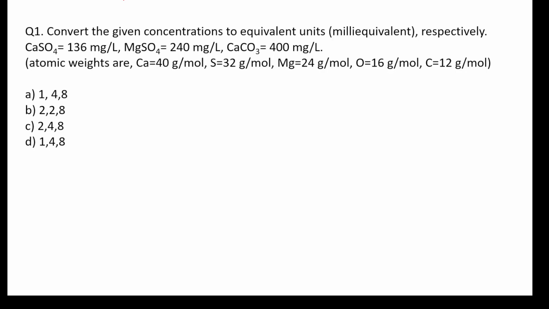So in environmental chemistry, one of the major concepts is the conversion of one compound. Just a second. Okay. So then in environmental chemistry, it is important to convert one unit of measurement to another because sometimes when we talk about compounds like CaSO4, MgSO4, we may deal with them in milligram per liter concentration.